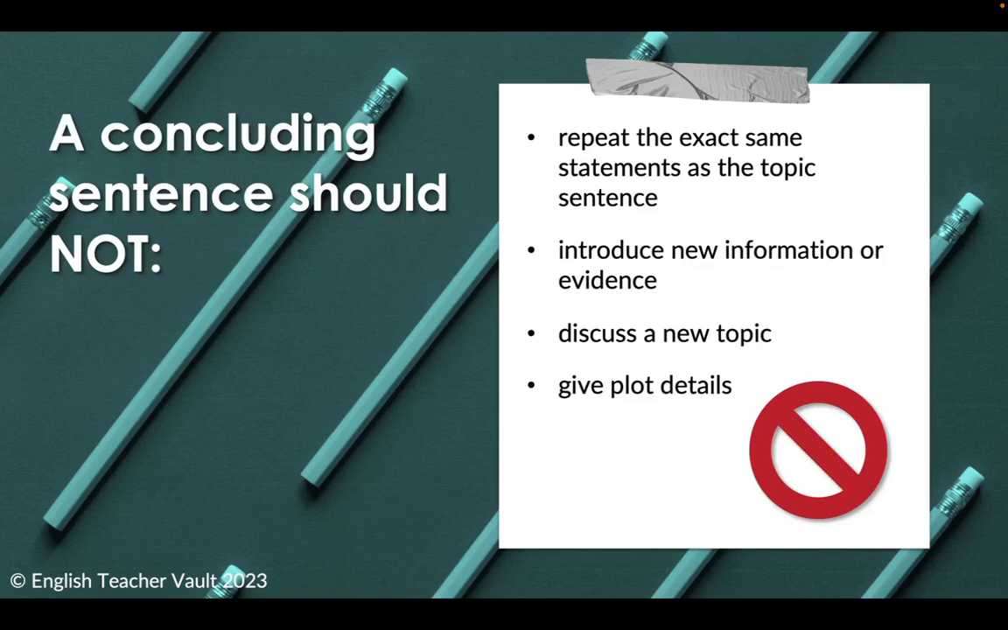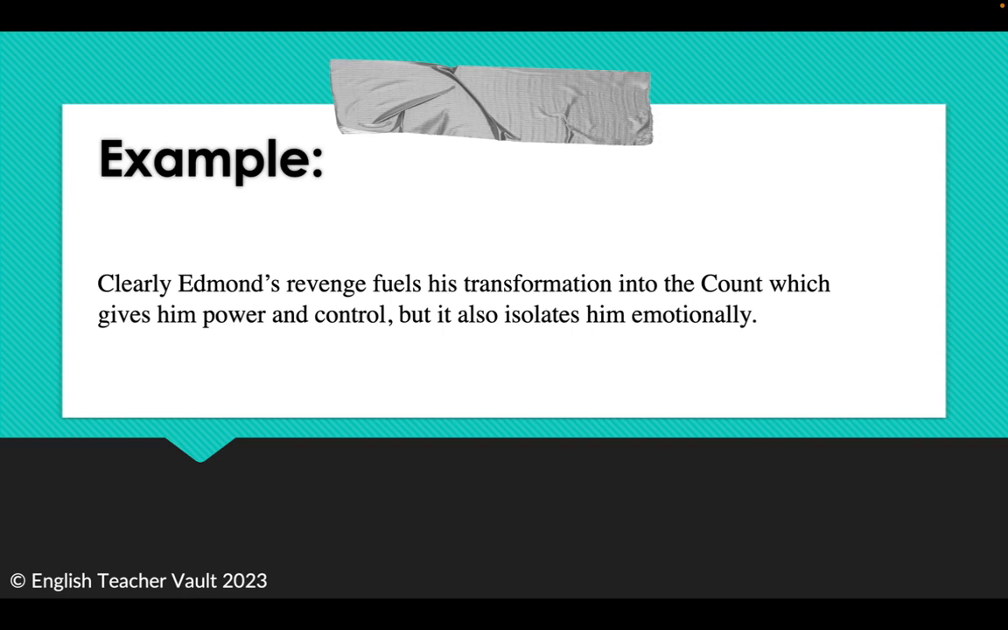A few things that the concluding sentence is not or should not do. We don't want it to repeat the exact same statement as the topic sentence. So beware of that. We don't want it to introduce new information or evidence. We don't want to talk about a new topic, and we don't want to give plot details. So those are a few things to avoid. Let's look at a few examples and see how this really works out.